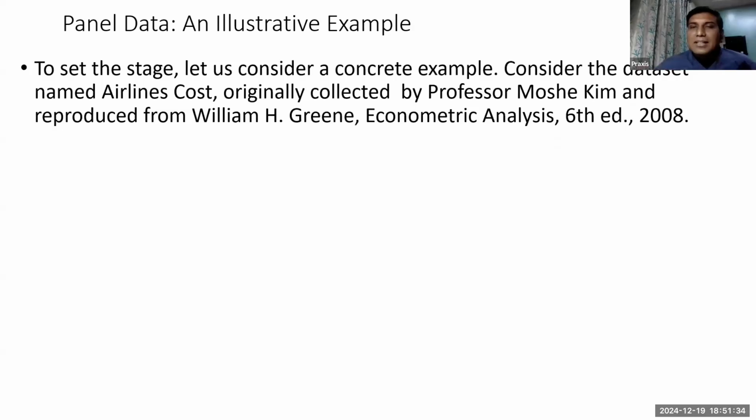What I have taken as data set is a very famous data set. It was collected and compiled by Professor Mosi Kin, right? And this data set is available in the book Econometric Analysis by another famous author in the field of econometrics, William Greene. I have taken that data set and will be using it for developing the panel data models, right?